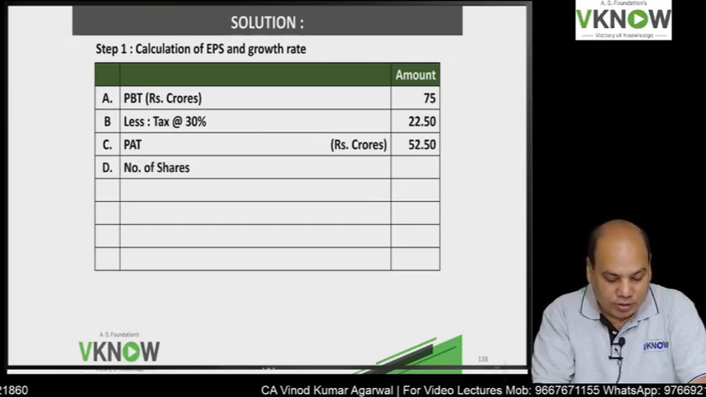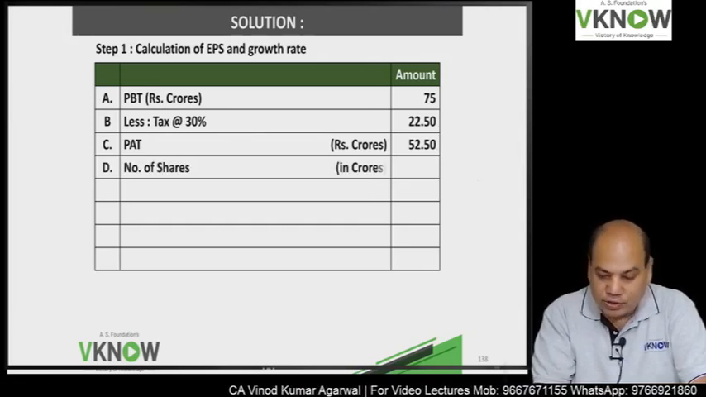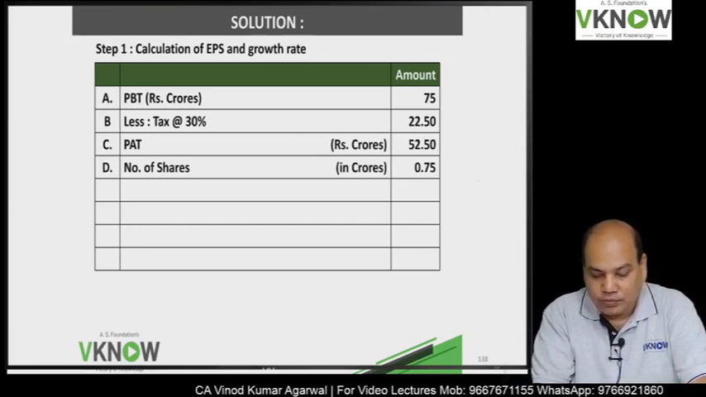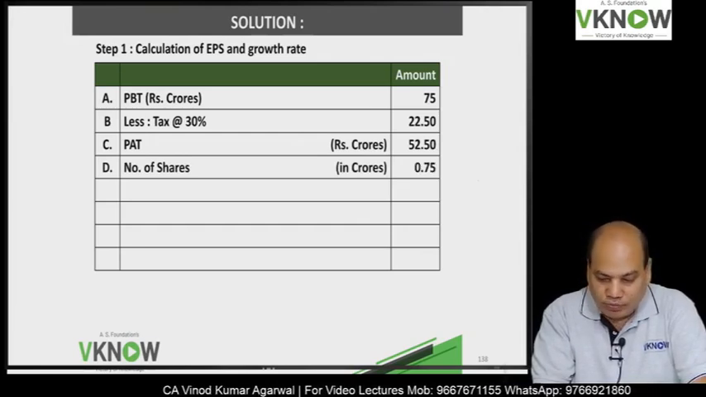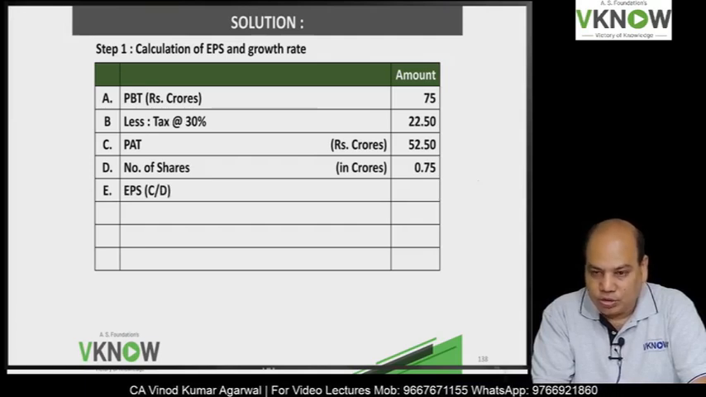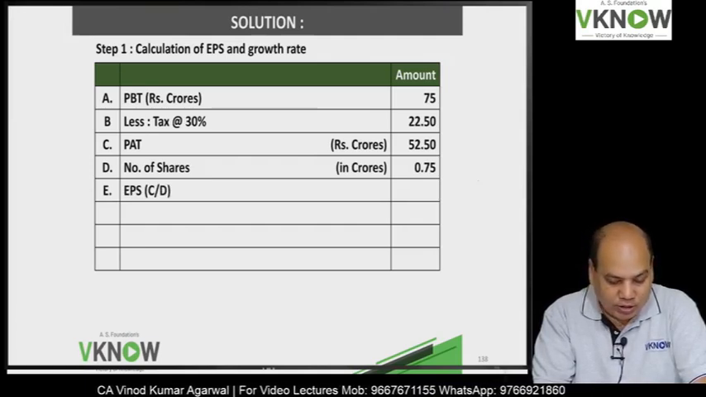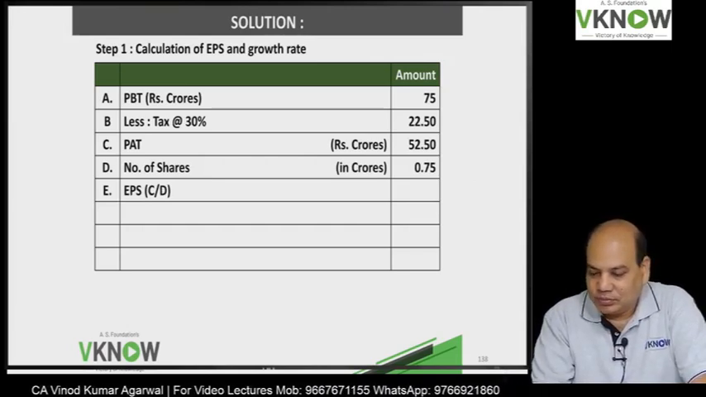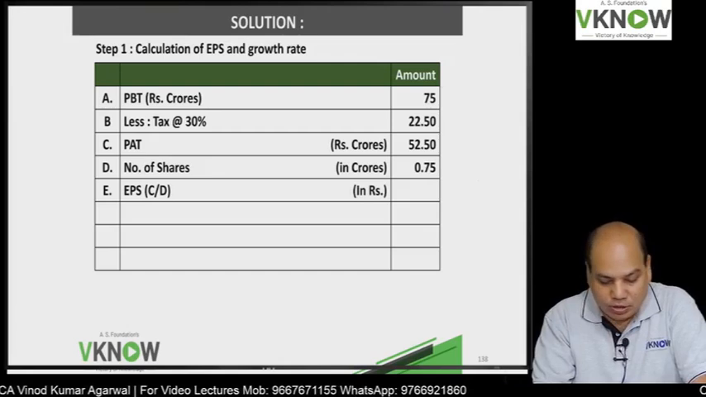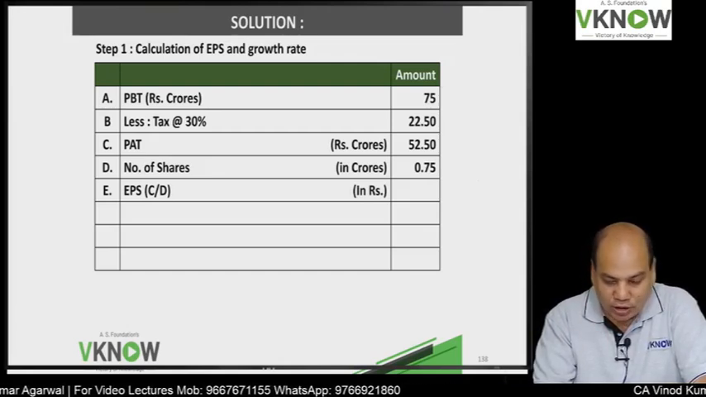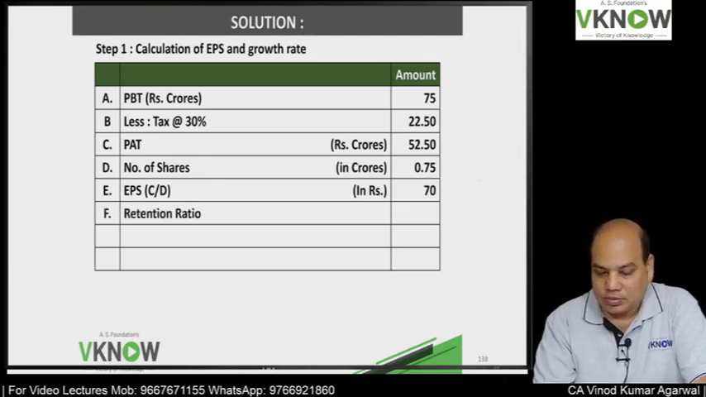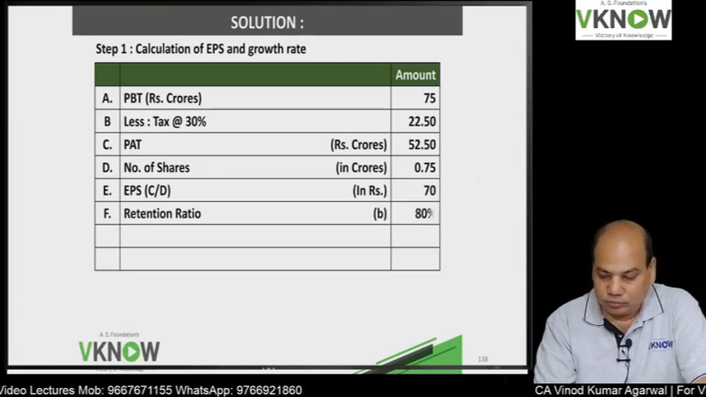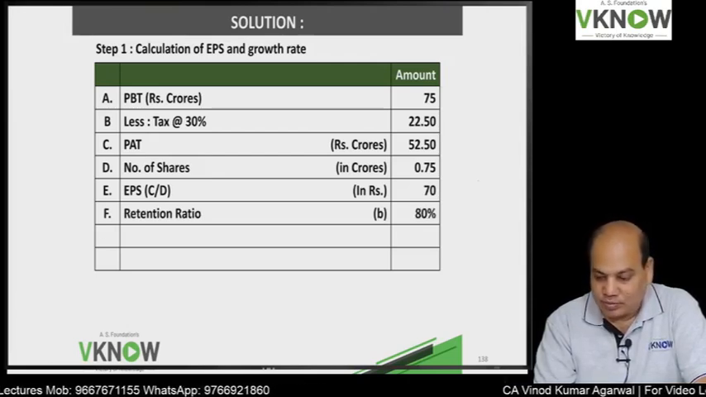Then write down number of shares which is given in the problem, 75 lakh, 0.75 crore. Write down in crores, so crore can be divided by crores. Okay. Now who will tell me EPS? Come on. EPS in rupees, write down. Nobody has replied. The student learning from home, have you gone into sleep mode? 70 rupees. What is retention ratio? 80%. Very good, Rishabh.